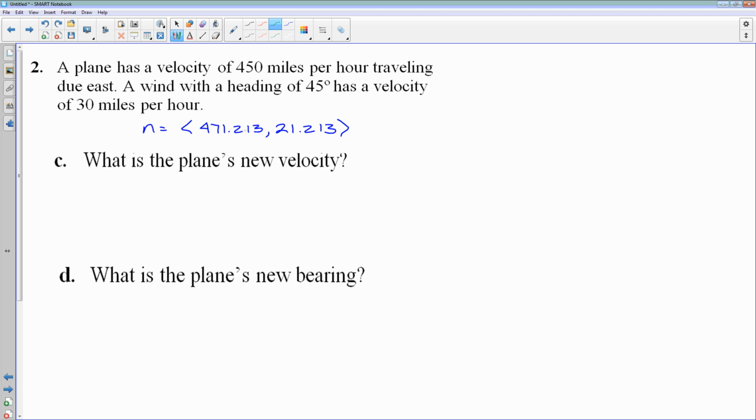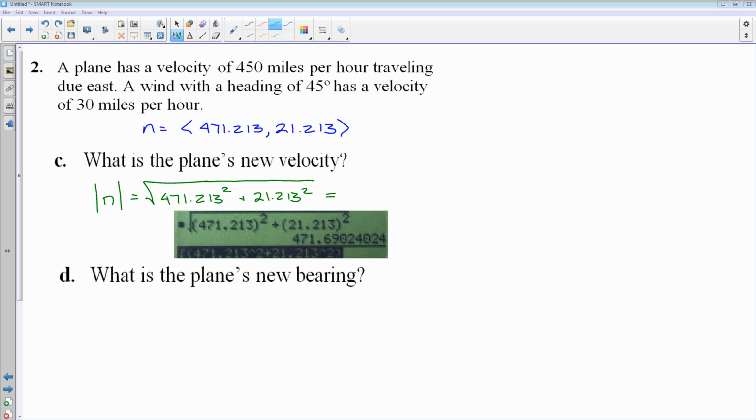Velocity, once you have that new vector, velocity is simply the magnitude of that vector. So my velocity is going to be the square root of 471.213 squared plus 21.213 squared. And it's going to be an ugly number because you have all these crazy decimals. You're squaring it, then you're going to take the square root. But this is what calculators are for. So let me punch this in. And you get a new velocity of 471.690.